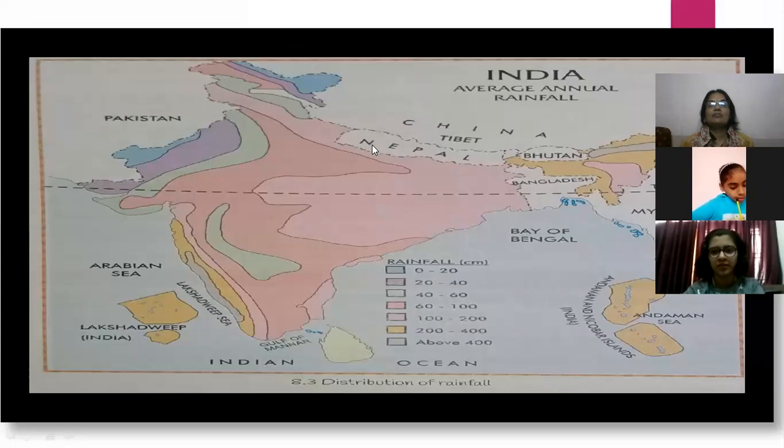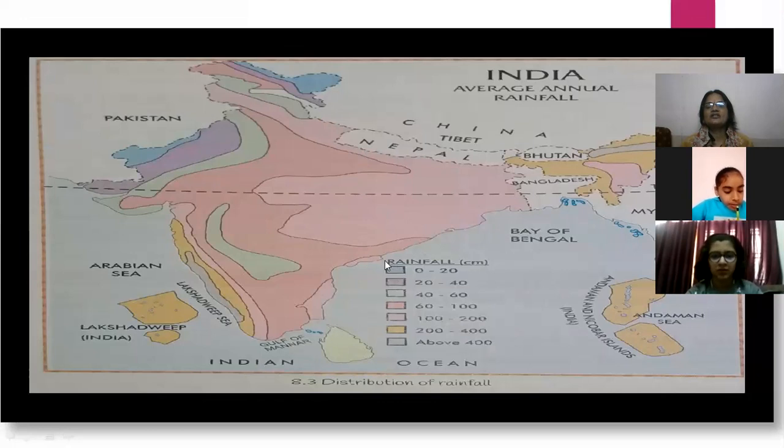You can see on the map the areas which receive rainfall. The lowest rainfall is 0 to 20 centimeters. That can be found in these parts of the desert, Rajasthan, and here also the Ladakh desert. These are the areas which receive very little rainfall. Clear, students? The desert area of Rajasthan and Ladakh.